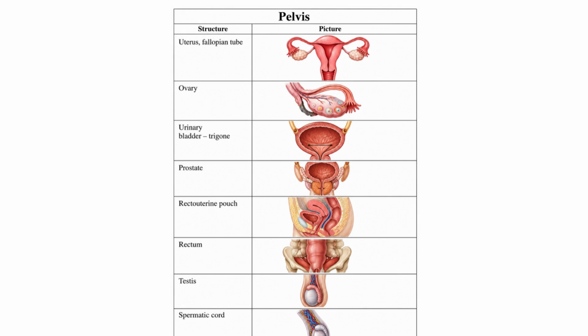Prostate surrounds the prostatic urethra below the bladder neck. Benign prostatic hypertrophy compresses the urethra, causing outflow obstruction.